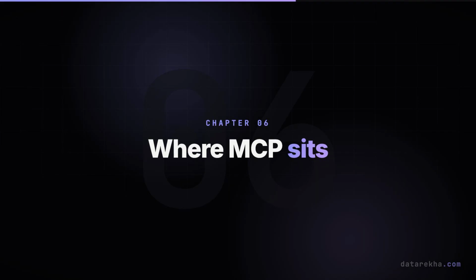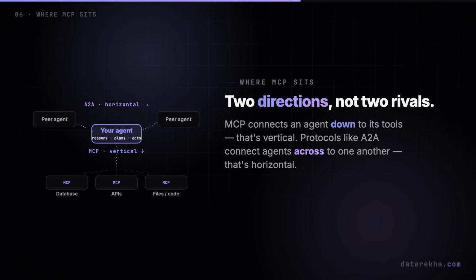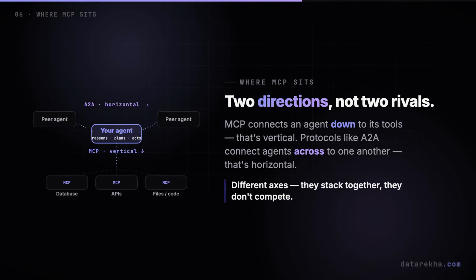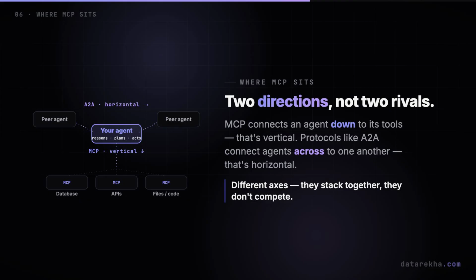Last, let's place MCP in the bigger stack. An agent really needs to talk in two directions. Down to its tools, its database, its APIs, its files. That's vertical. And that is MCP's job. And across to other agents, handing work to a peer. That's horizontal. And that's the job of protocols like A2A, agent to agent. They sit on different axes. So they stack together. They don't compete.